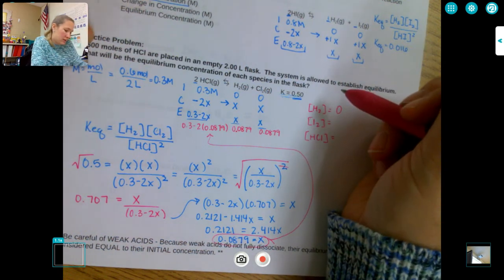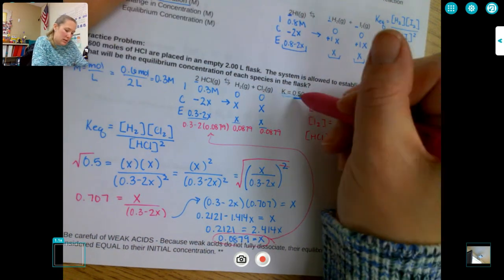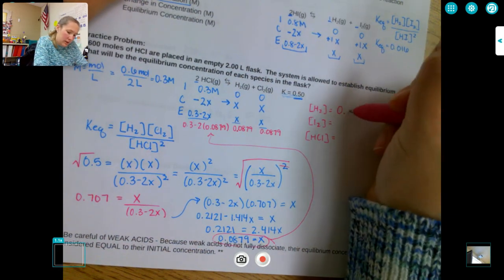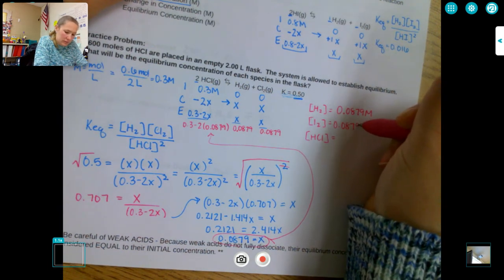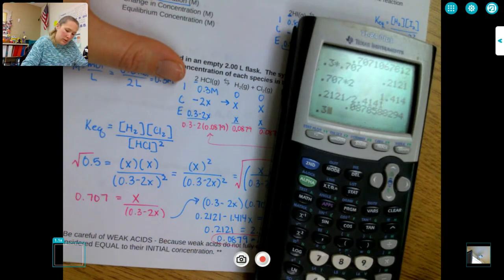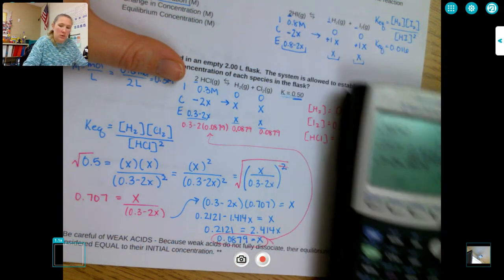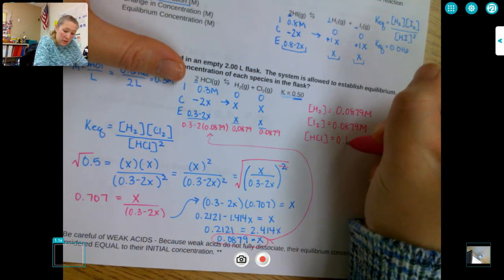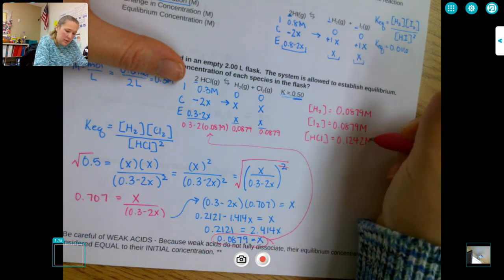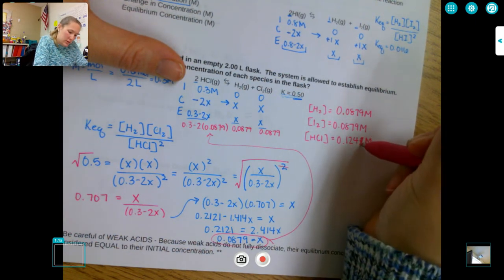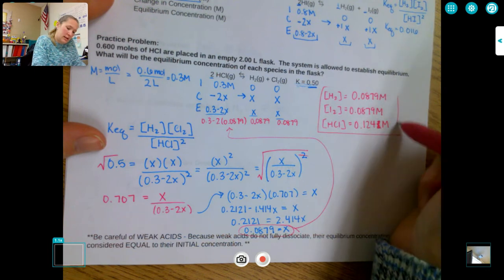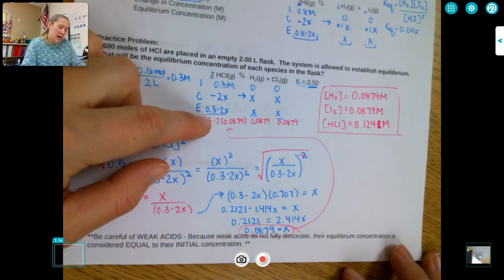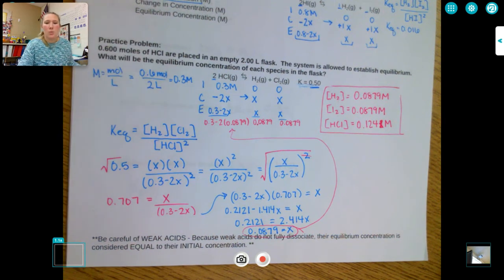and we're dealing with 3 sig figs. This is a constant, so I'm okay with what I've got. 0.0879 molar, and then 0.3 minus 2 times 0.0879, 0.1242 molar, which really, with 3 sig figs, we get rid of this 2, like so. So those are our equilibrium concentrations of our reaction after it's reached equilibrium when I start with 0.3 molar of my hydrochloric acid gas.